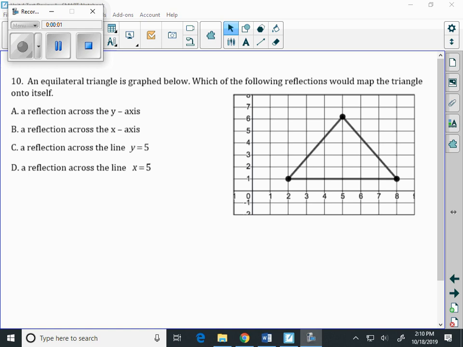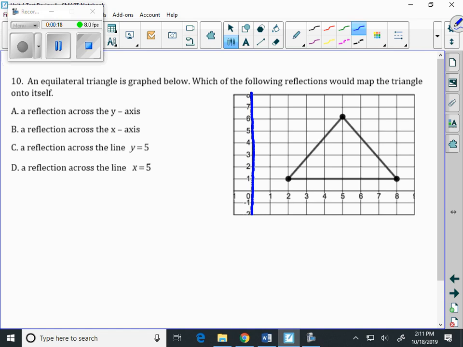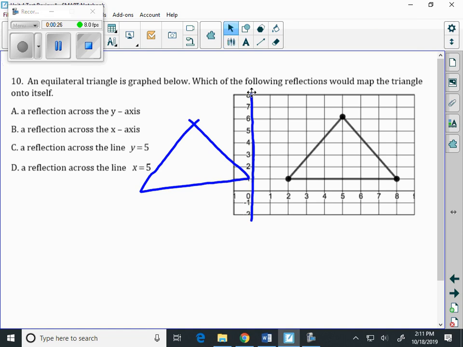Number 10. An equilateral triangle is graphed below. Which of the following reflections would map the triangle onto itself? Well, letter A, a reflection across the y-axis. That means that we're going to take this triangle and we're going to have to go across the y-axis, which is here. So our triangle would land somewhere over here. And we want it to map back onto itself. So that's a terrible picture, but that's not going to happen.